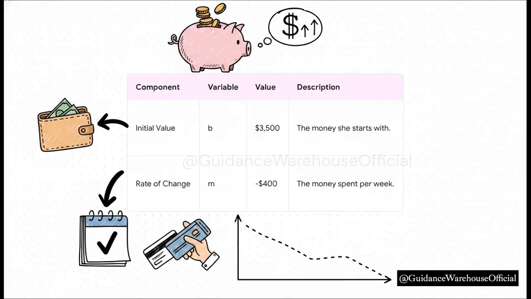So let's apply this to that summer budget problem. What's the starting point, our b? Well, that's easy. It's the $3,500 she already saved. And what's the constant change, the m? Well, she's spending money, so the amount is decreasing by $400 a week. And that's key. It's decreasing, so that change is negative $400. See how the story just maps directly onto our variables?